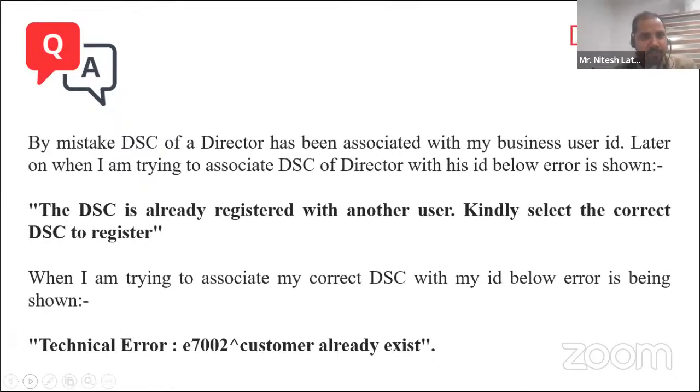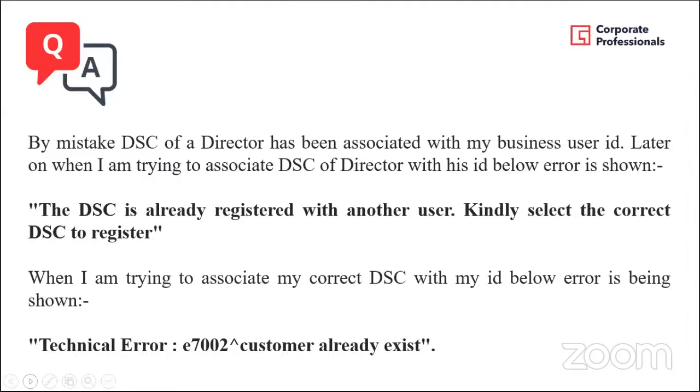There's one more technical error: by mistake, the DSC of a director has been associated with a business user ID. Later, he wants to associate the DSC of the director with his own ID, and the following error is shown: DSC is already registered with another user. Kindly select the correct DSC to register. These checks and balances are put in place to avoid such issues. Earlier, it was happening that DSCs of many directors were being used by professionals. So in this case, they have to first deregister. Or otherwise, an easier option could be to get another DSC token and get it registered.